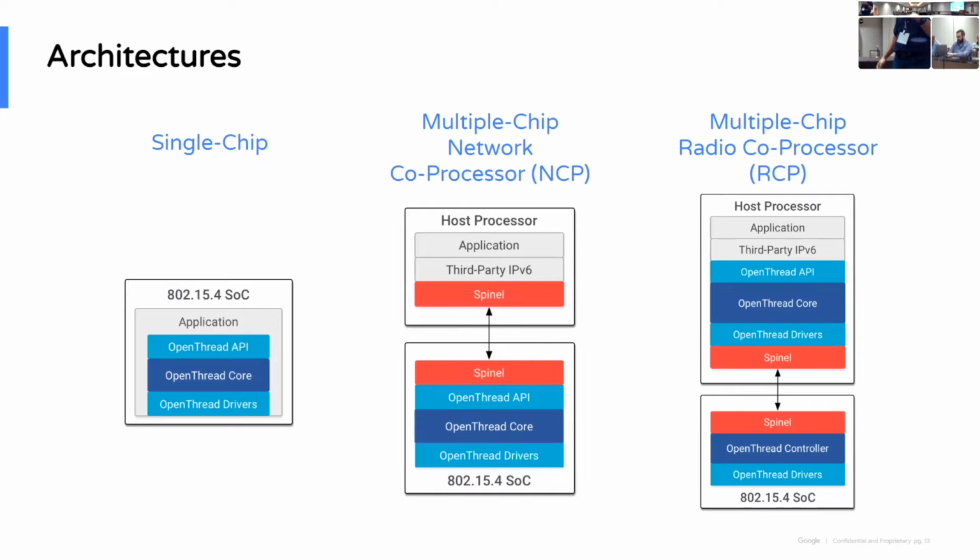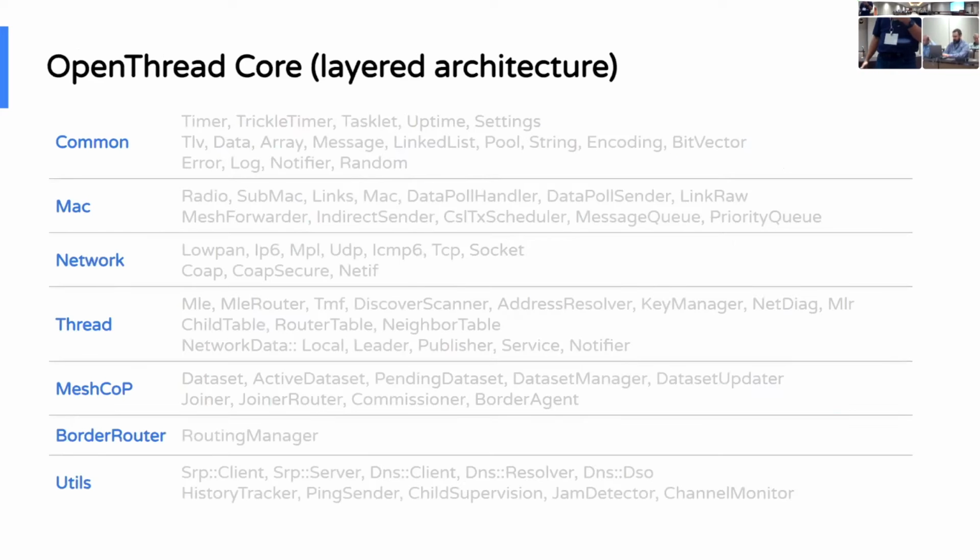The other model, again with multiple chips, is referred to as RCP, where the OpenThread core is actually running on the host itself. We treat the radio purely as a radio and control it again through Spinel, but through simple APIs like go to receive, go transmit, send this frame, and things like that. In a sense, this is very similar to SOC, except the radio itself is running on a separate chip. Next slide, please.